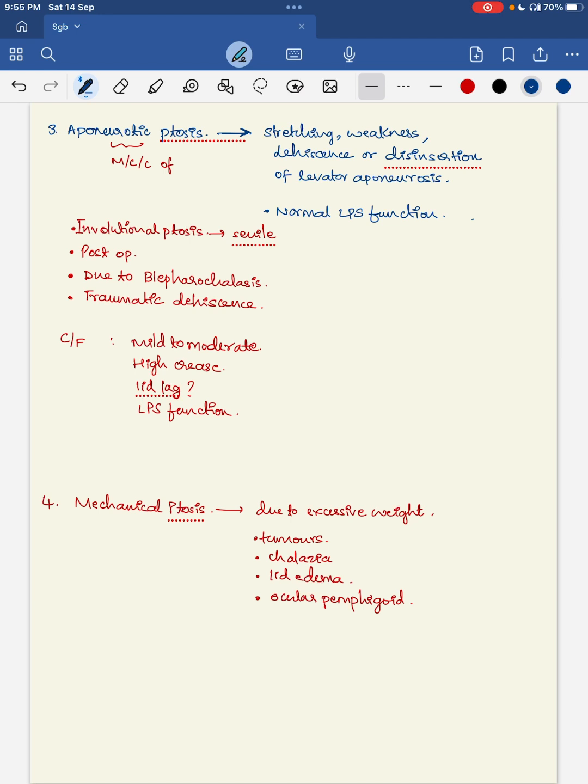Another reason is blepharochalasis. This is due to continuous inflammation of the lid. The tendon also gets damaged. Infective foci should be present as a part of blepharochalasis. Aponeurotic ptosis can also happen as a part of traumatic dehiscence. Okay, so blepharochalasis, traumatic dehiscence, postoperative complication, involutional, age-related. Age-related is the most common because it occurs in elderly people.